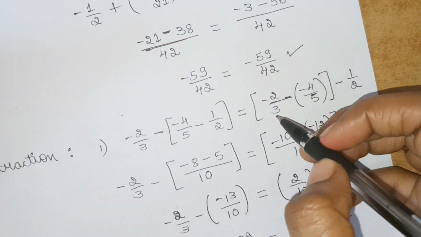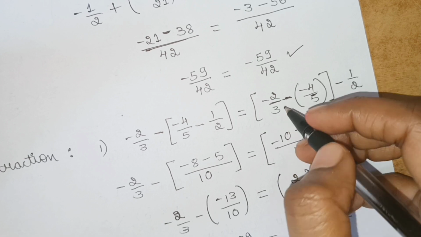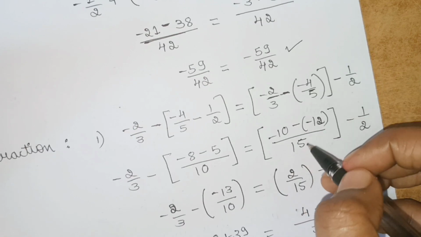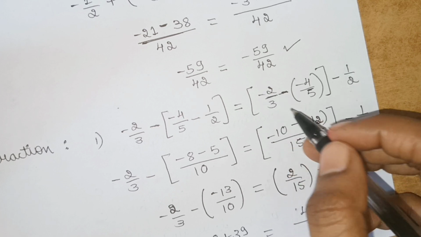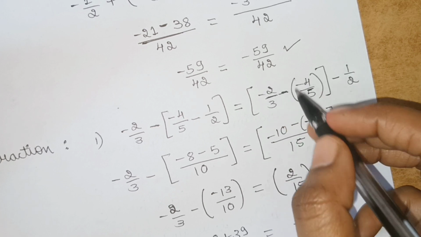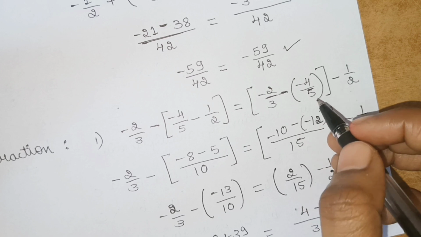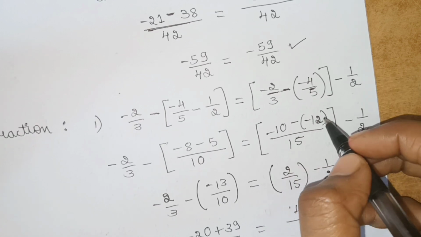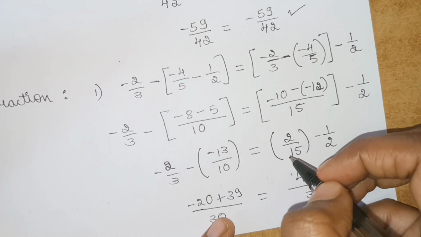Now let's see RHS. Minus 2 by 3, minus of minus 4 by 5. Let's solve this. 3 and 5 is 15. Minus is kept as it is. 3 5s are 15, 5 2s are 10. Minus of minus is plus. 5 3s are 15, 3 4s are 12. So minus 10 plus 12 is plus 2 by 15.